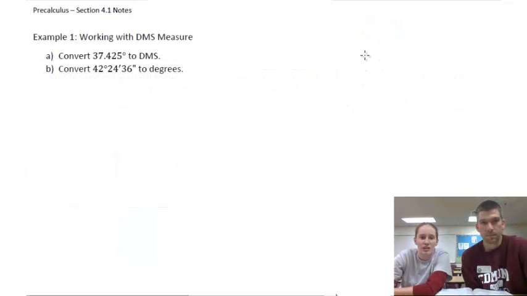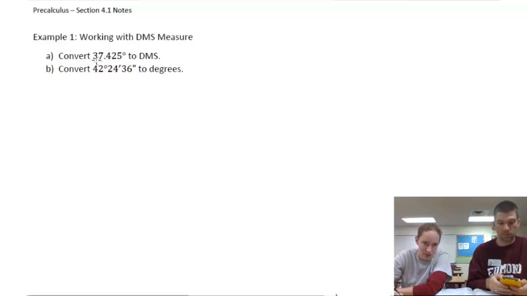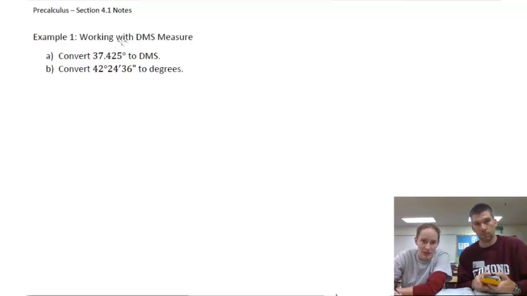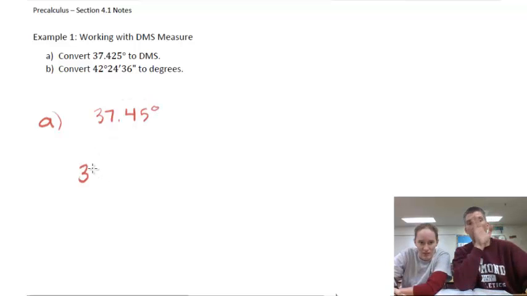So, example 1, working with DMS measure. We want to look at how to convert from degrees, which sometimes they call decimal degrees because we have a decimal here. So from degrees to DMS, and then we'll try DMS, which is right here, to regular degrees. So for part A, we have 37.425 degrees.